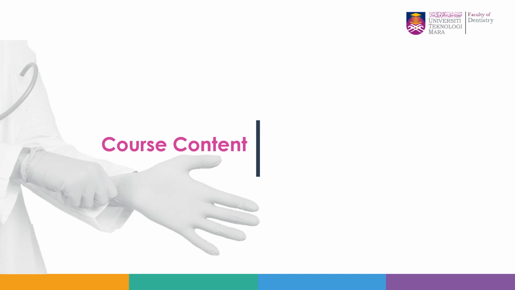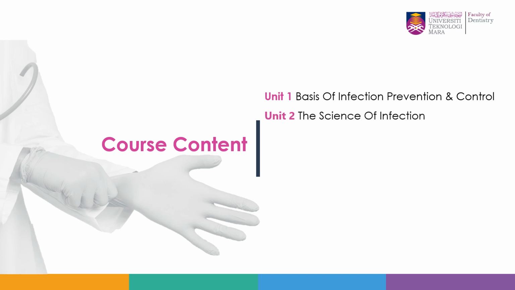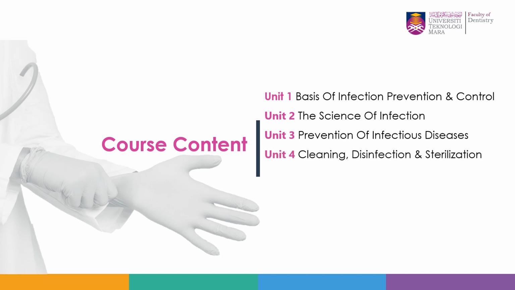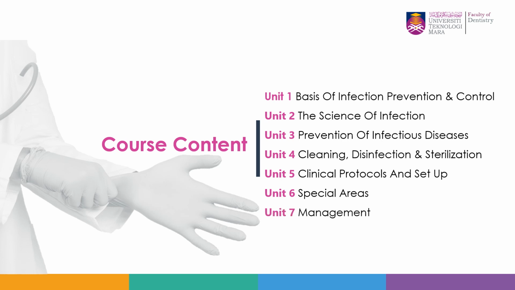So for the course content, number 1, we have Unit 1, Basis of Infection Prevention and Control. We will talk about that a little bit in Unit 1. Unit 2, the science of infection. Unit 3, prevention of infectious diseases. Unit 4, cleaning, disinfection, and sterilization. Unit 5, clinical protocols and setup. Unit 6, special areas, and Unit 7, management. Each of these units has several topics underneath it. When you open up the MOOC platform, you'll see these units and also the titles inside each unit.